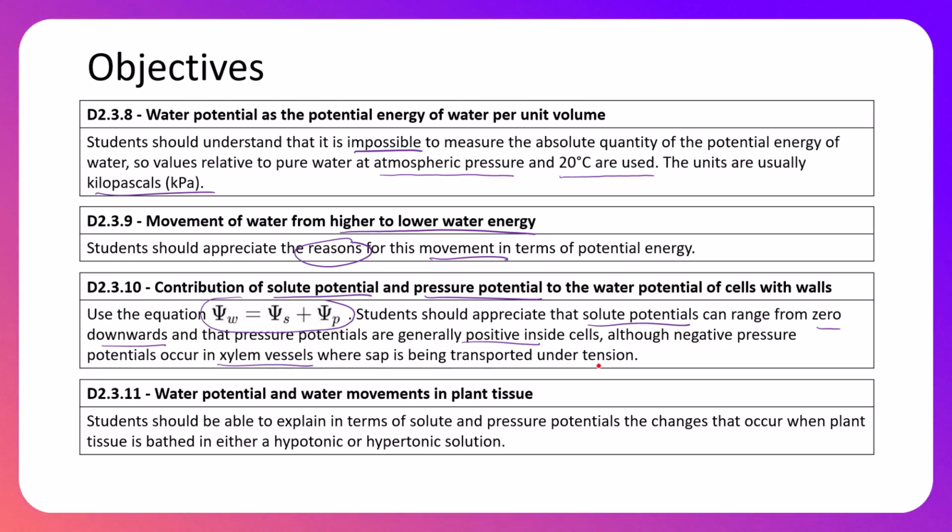D2, 3, 11 says water potential and water movement in plant cells. Students should be able to explain in terms of solute and pressure potentials the changes that occur when plant tissue is bathed in either hypotonic and hypertonic solutions. And this objective specifically is going to manifest itself in a lab experiment where we will actually investigate the effect of water potential looking at hypotonic and hypertonic solutions.